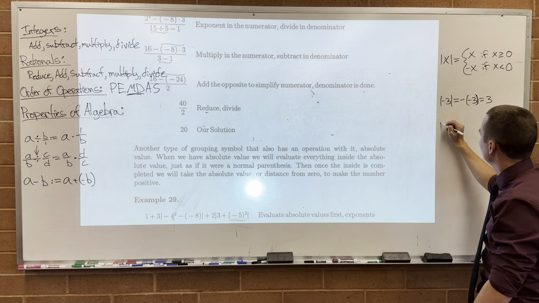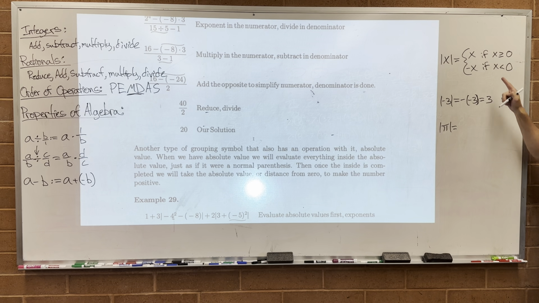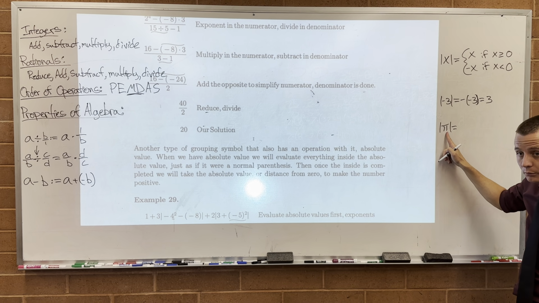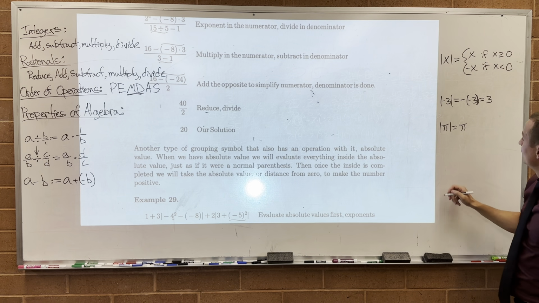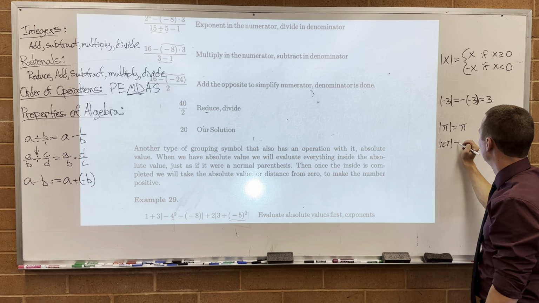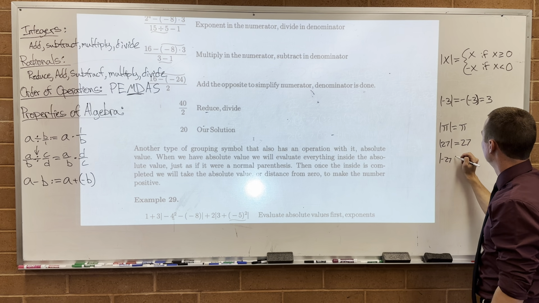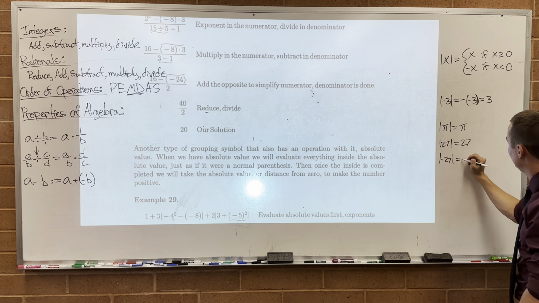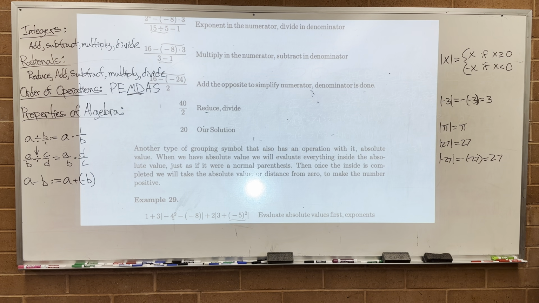Let's try another one. What's the absolute value of pi? Is pi greater than or equal to 0? Yes. So in that case, the absolute value of a number greater than or equal to 0 is just that number. The absolute value of pi is pi. What's the absolute value of 27? 27. What's the absolute value of negative 27? Negative negative 27, which happens to be 27. Right?